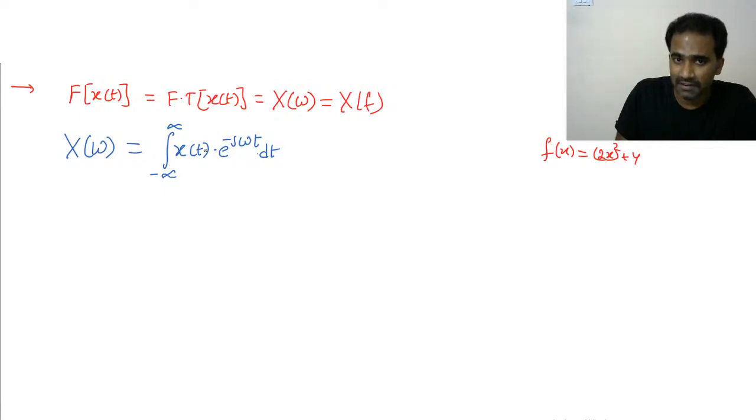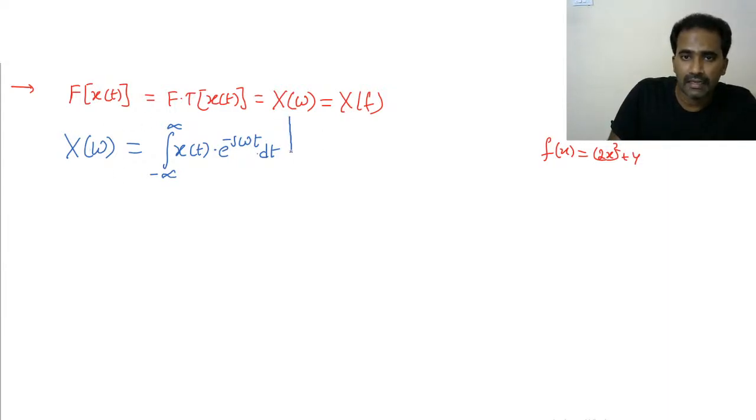Whatever information is there in x of t, the same information is there in x of omega also, but it is a different dimension of representation. X of omega is a different way of representing the same signal x of t. X of t and x of omega are representing exactly the same information, not at all different. Right. This is the Fourier transform formula.